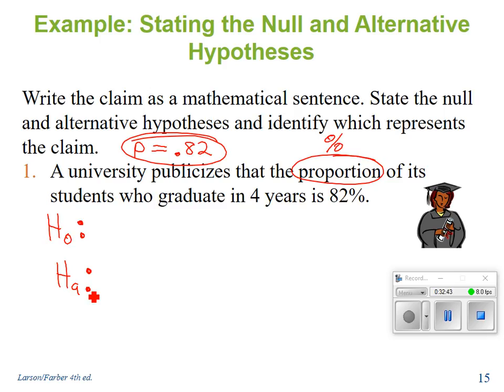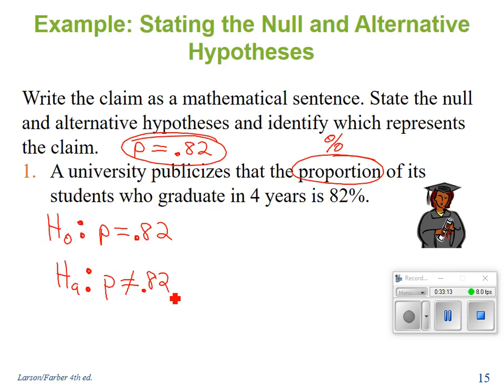So our first thing, we look here, this is the statement that we wrote out. It's got the equal to sign in it. So is that going to be our null or our alternative? That's the null, because it's got equal to in it. So we're just going to say P equals 0.82. That's our null. What's our alternative hypothesis going to be then? P is not equal to 0.82.